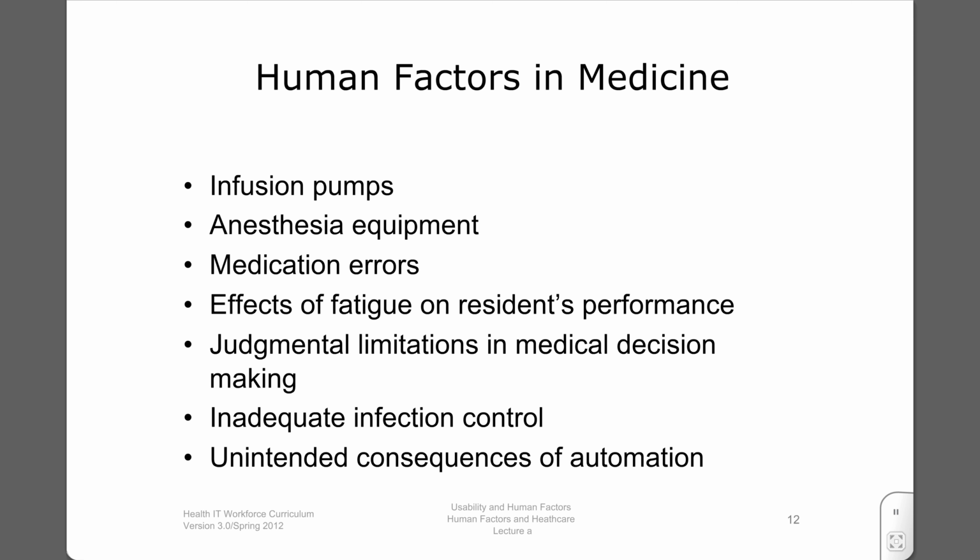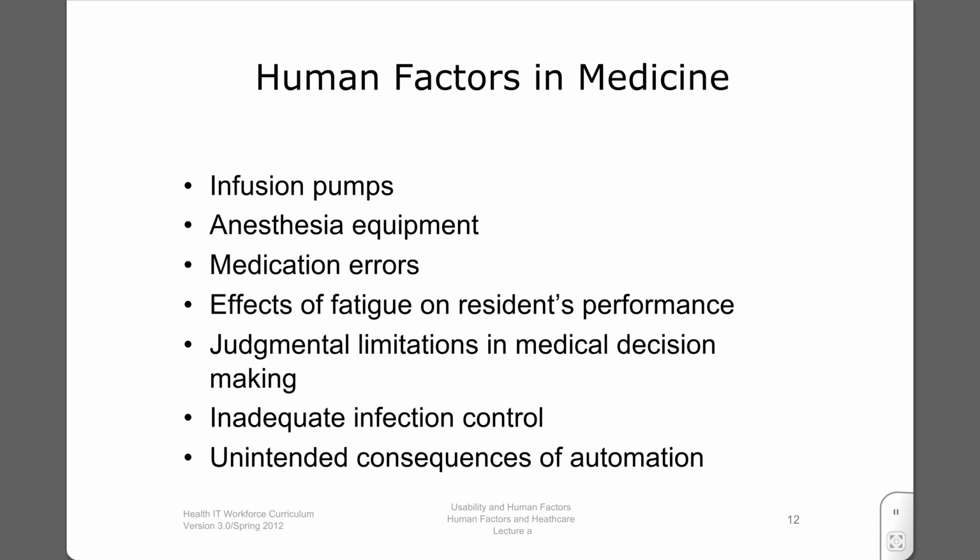These are some examples of applications of human factors work in medicine. Infusion pumps are used to infuse fluid and medications into patients' circulatory system. In recent years, there have been growing concerns about the safety of these devices. Over 1 million patients are injured annually by medication errors. Although most are relatively minor, some result in serious patient harm and even fatalities.